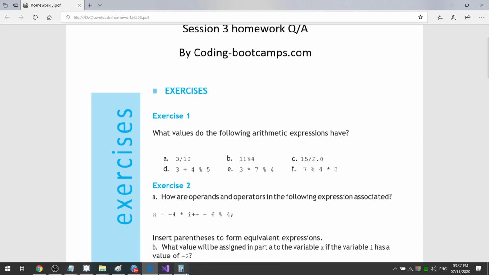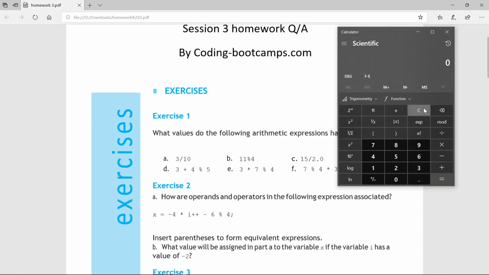So starting with exercise 1a, we can do 3 divided by 10. We'll get 0.3, but we'd actually store that as 0 because we're dealing with integers, okay? Next one is 11 modulus 4. That one is 3. Next one is 15 divided by 2.0, 7.5. Now, this one we can actually store as 7.5 because we are dividing by a double, okay? So the result is going to get stored as a double, which is the larger of the data types, essentially.